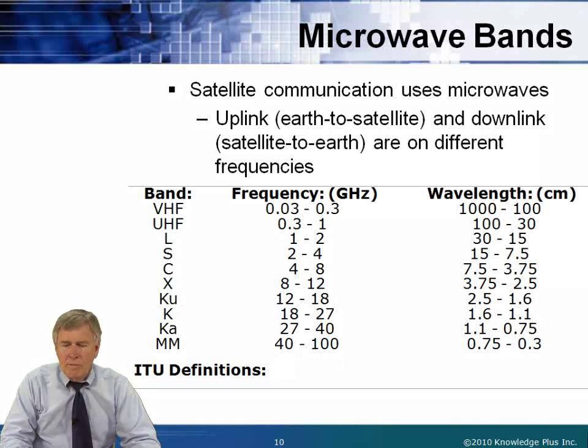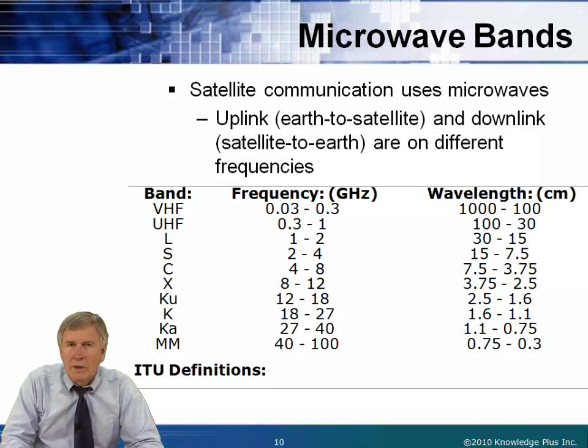If you look at all of the bad things that can happen to a signal going from the Earth's surface to the satellite, the effects are minimal in the 4 to 6 gigahertz range. So it's no wonder that the first reliable communication satellites were built around C-band technology.